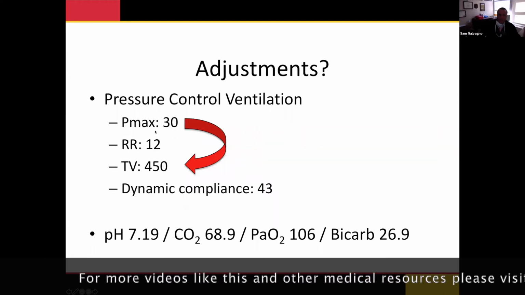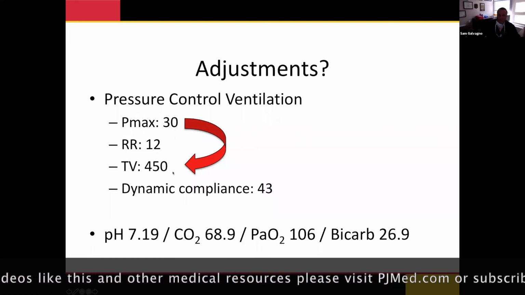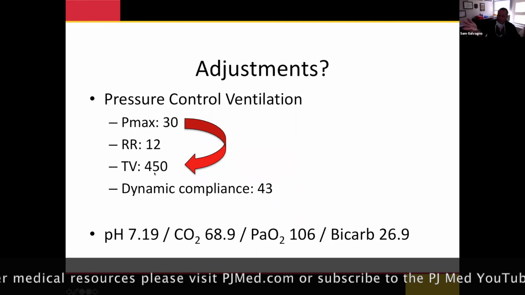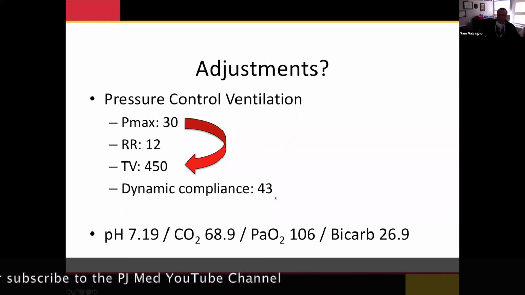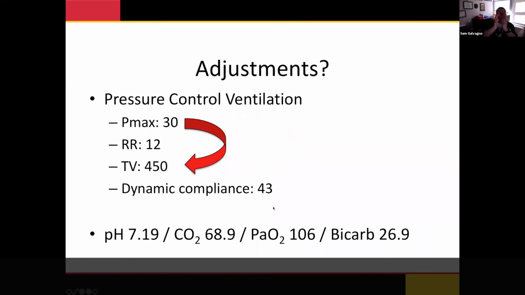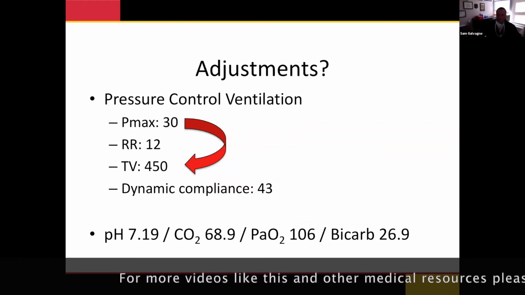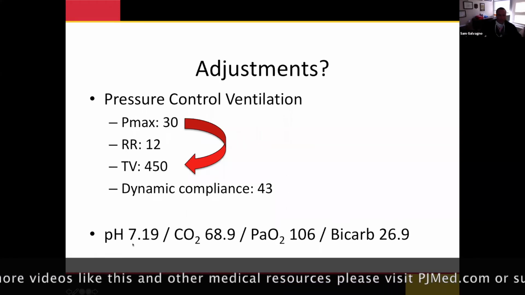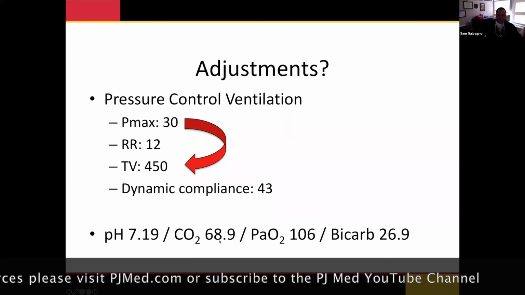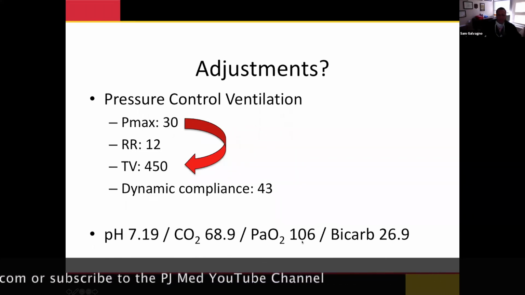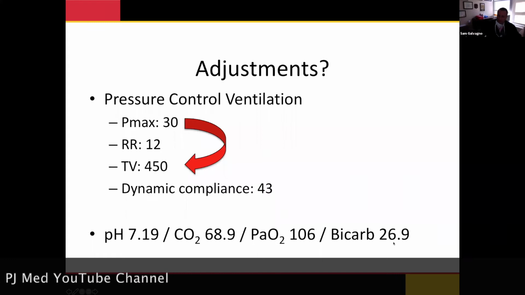Now look at this respiratory rate. Respiratory rate of 12. They picked a tidal volume of 450, which I think we would all argue is a good one. I'm not going to get into compliance, but I'll tell you this is a good compliance. So in other words, the patient's lungs were not stiff going on the ventilator. They're nice and compliant. Okay, they're opening and closing well. But here's your arterial blood gas. So pH 7.19, your CO2 is 68.9, your PaO2 is 106, and your bicarb's 26.9.